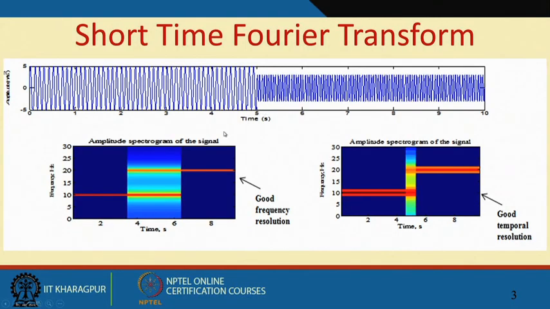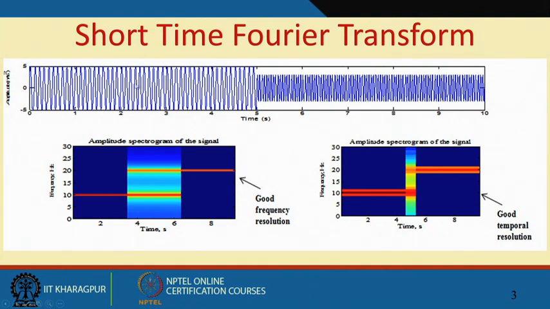For example, like I was telling you, if a defect has occurred, like an impact, something has broken, something has fallen, this can only happen for a fraction of a second. So, is the signal processing algorithm very robust to catch such high frequency or quickly occurring transients? And then we will see. So, one such method is what is known as short time Fourier transform.